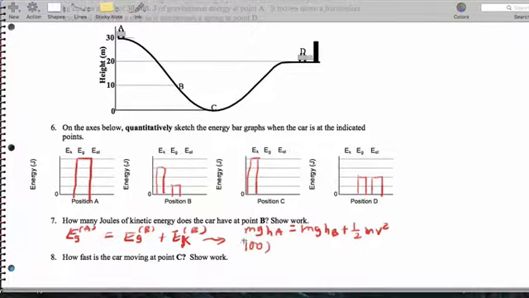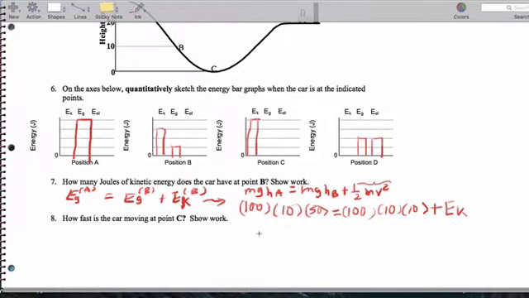And now I can put in my numbers. 100 times 10 times HA, which is 30, equals 100 times 10 times 10 plus, now they want the kinetic energy, so I wrote 1/2 mv squared here, but I'm going to rewrite it as EK since that's what we're solving for. When we solve for EK, just so you know, we're going to end up getting 20,000 joules of energy.